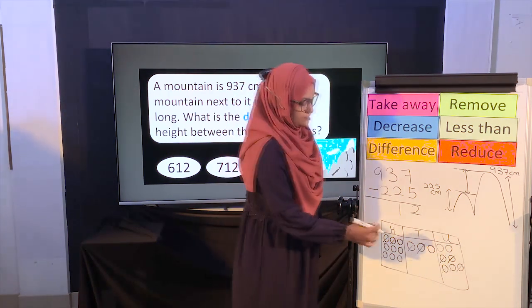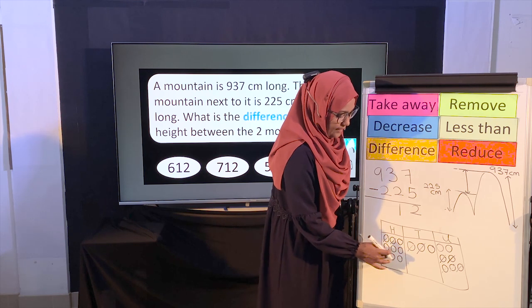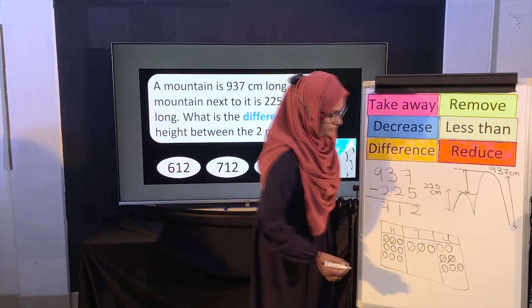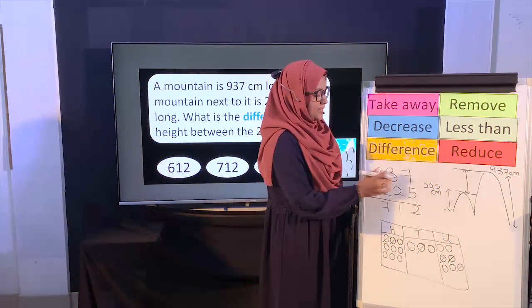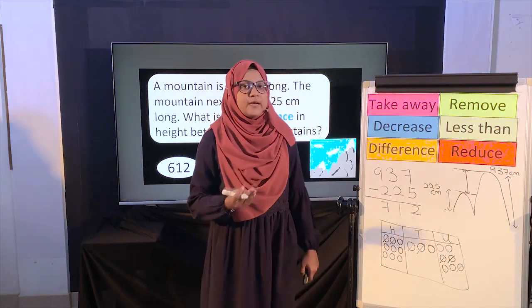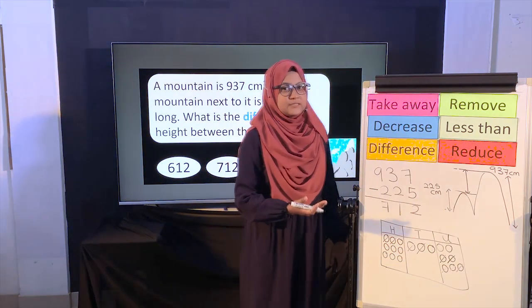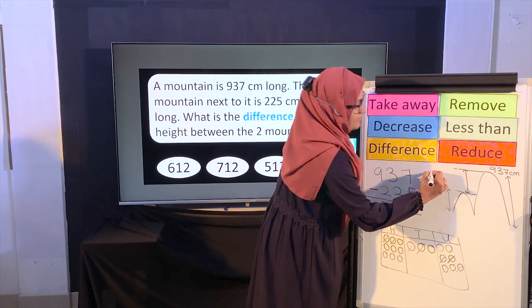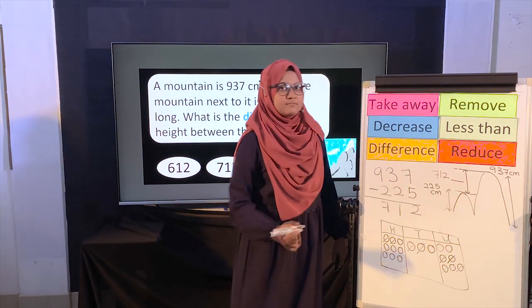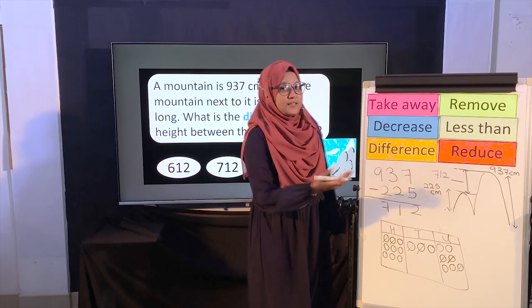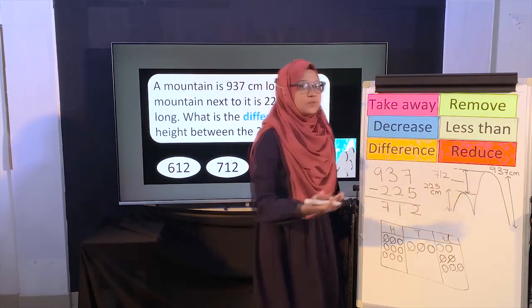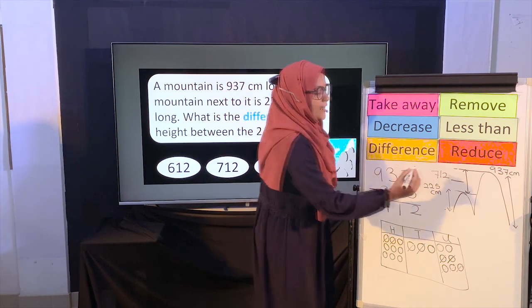Let's count the remaining ones. 1, 2, 3, 4, 5, 6 and 7. So 7 is the answer. So 937 minus 225 equals 712. So what is the difference in height between these two mountains? Yes, 712. Do we have to write anything here? Yes, because in the question it is given in centimeters, which means if you write only 712, it won't be correct. You have to write the unit.